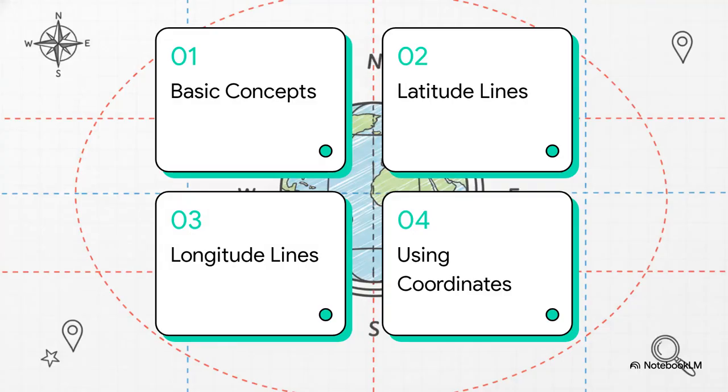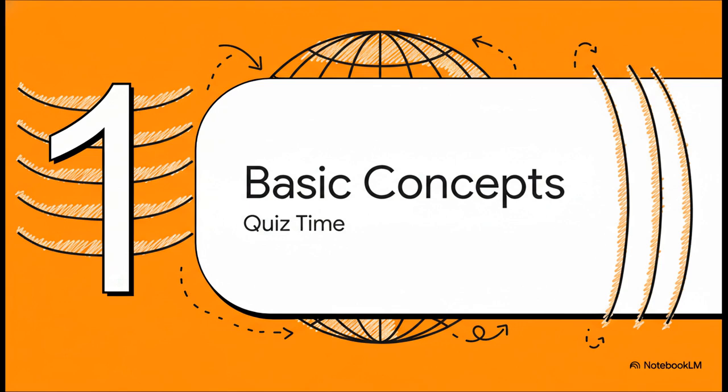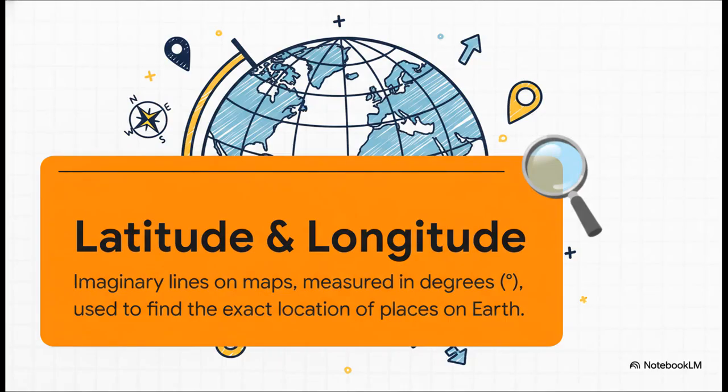We're going to start with the basics, then jump into latitude lines, then longitude, and we'll wrap it all up by putting them together with coordinates. All right, let's get right into it. First up, the basics. So first question, what exactly are latitude and longitude lines? Yep, they're those imaginary lines you see on maps that help us find the exact location of pretty much anything on the planet. Great job if you got that one.